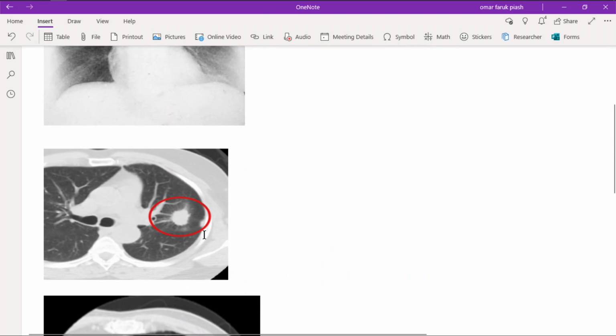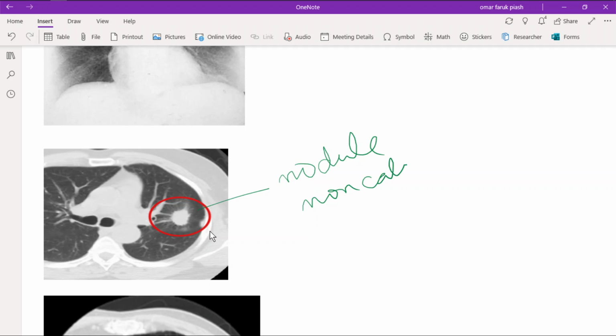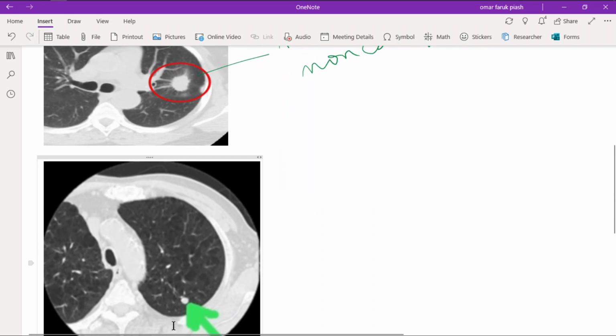This is a picture of a CT scan. Here, non-contrast, you can see a nodule-like lesion, but it is non-calcified. A non-calcified nodular lesion is seen on CT scan. This is another picture of the CT scan where you can see a non-calcified nodule.